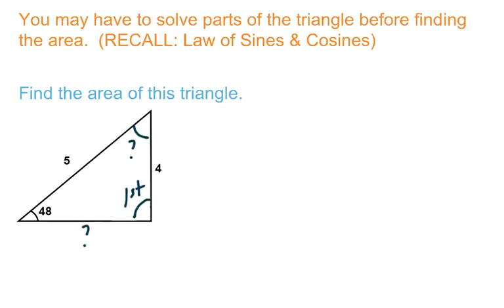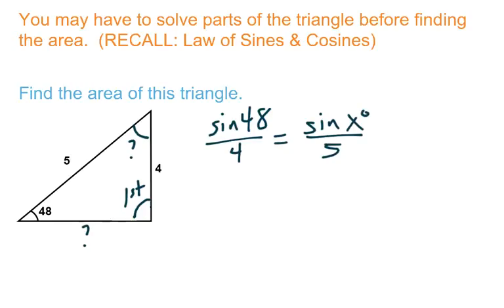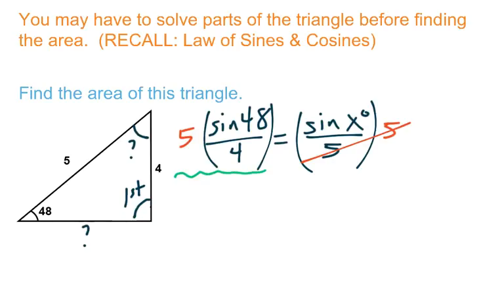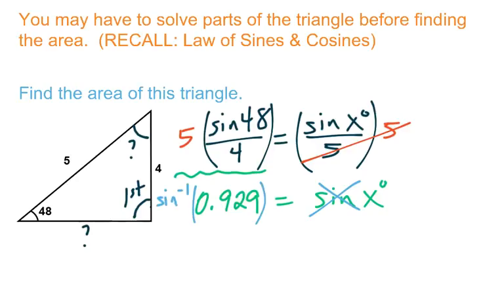So again, law of sines says that sine of 48 divided by 4 equals sine of our unknown angle divided by 5. I'll multiply both sides by 5 to cancel that 5 there. And whenever I calculate this side of the equation, I get 0.929. That's equal to sine of x. Well, in order to get rid of sine, we need to use the inverse sine function. So when I take inverse sine of that, I get x is equal to approximately 68.3 degrees.